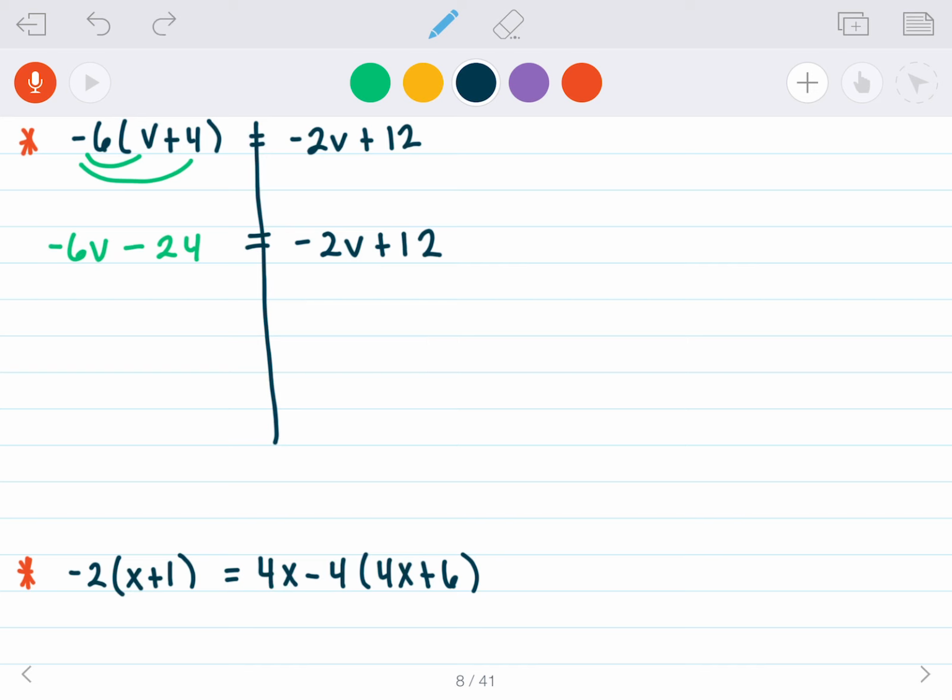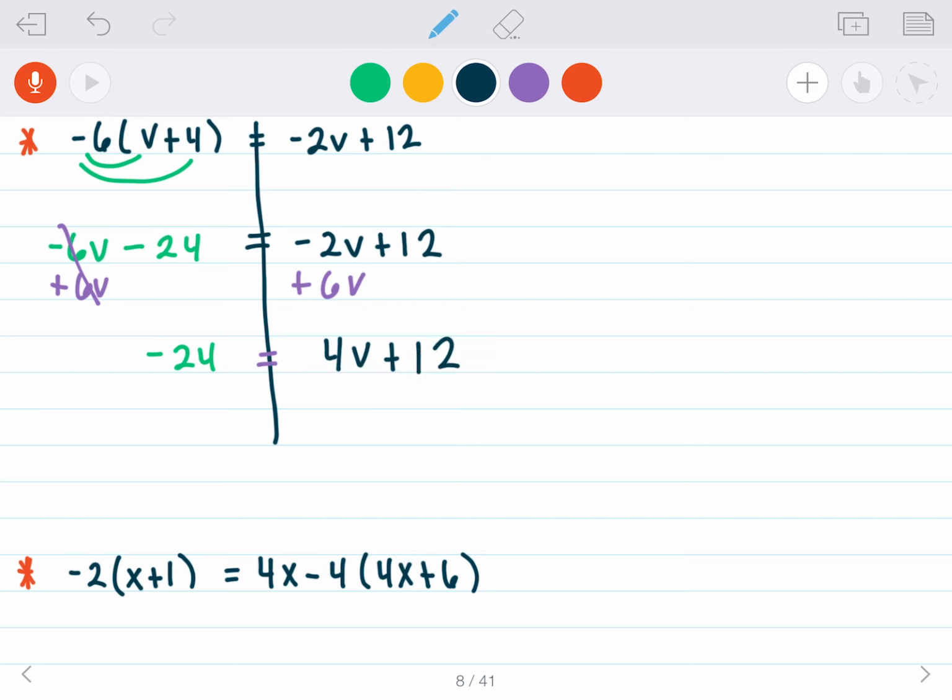So step 3 says, hey, go ahead and move your variables to one side. So I'm going to move this over here. And the only logical way to do that, to make it disappear on the side, is to add 6v to both sides. So negative 6v plus v clears to 0. And on the left side, I'm left with negative 24. And on the right side, negative 2v plus 6v is positive 4v plus 12.